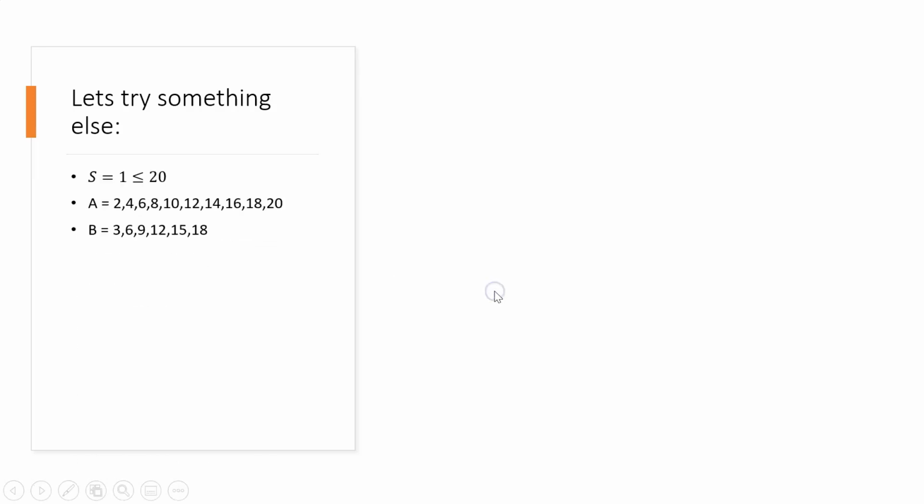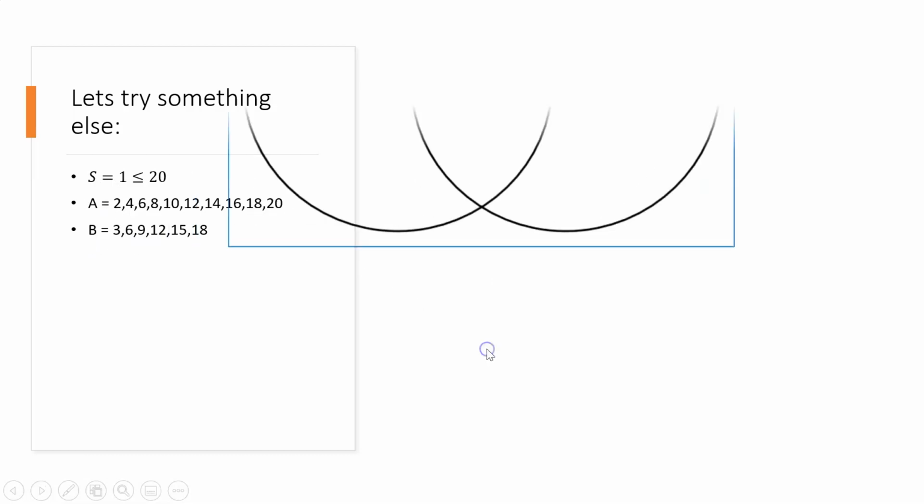Let's practice this. So we've got our universal set of all the positive integers up to and including 20. Now, subset A, what are these? These are all multiples of 2 by the looks of it, and B are all multiples of 3. Okay, subset A, all multiples of 2, subset B, all multiples of 3.